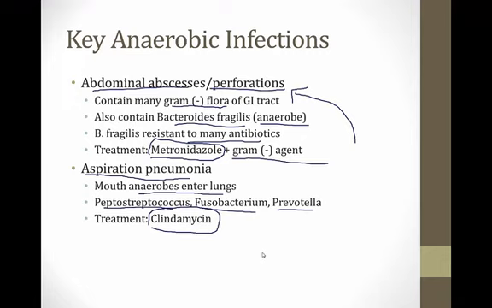We say that you use clindamycin for anaerobic infections above the diaphragm, and the lungs count as above the diaphragm. And you use metronidazole for anaerobic infections below the diaphragm, like abscesses or perforation. And these are probably the two most important clinical scenarios where anaerobic bacteria play a role, and you should definitely know about these two situations for Step 1.